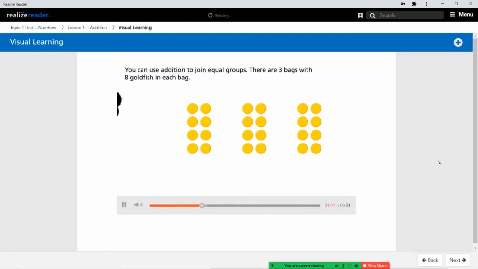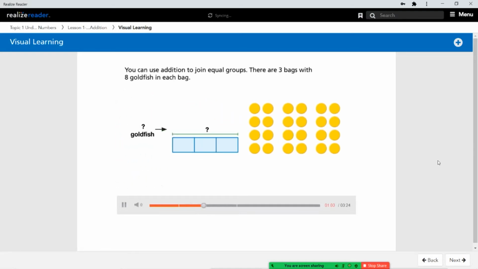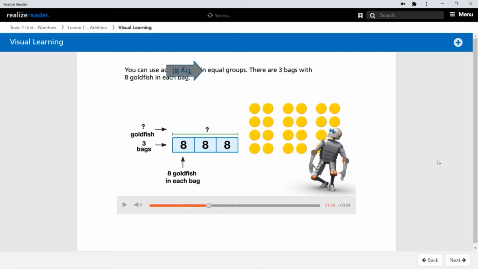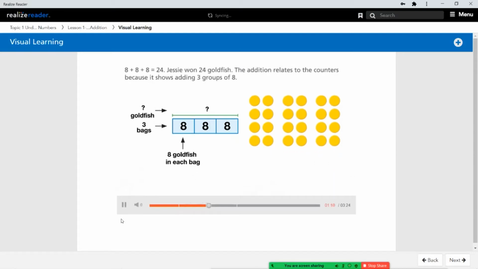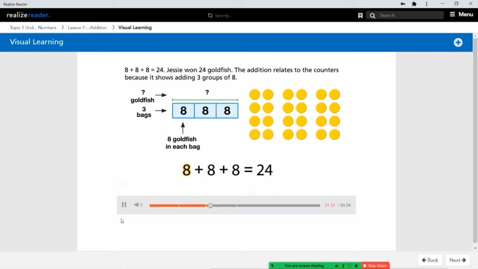You can use addition to join equal groups. There are 3 bags with 8 goldfish in each bag. Eight plus 8 plus 8 equals 24. Jessie won 24 goldfish. The addition relates to the counters because it shows adding 3 groups of 8.